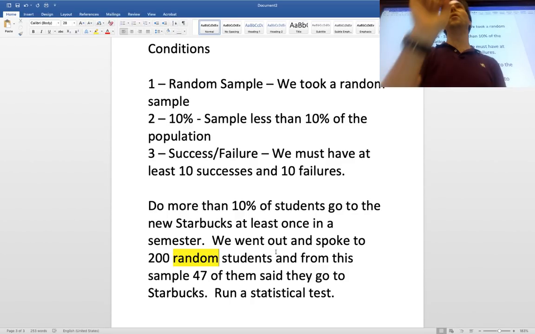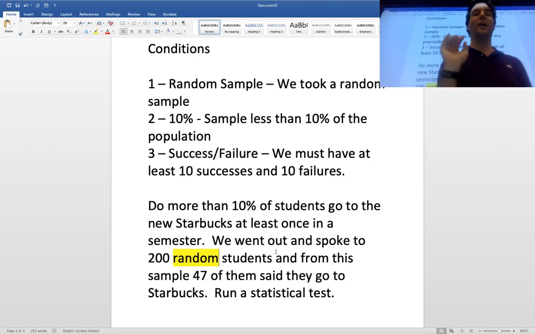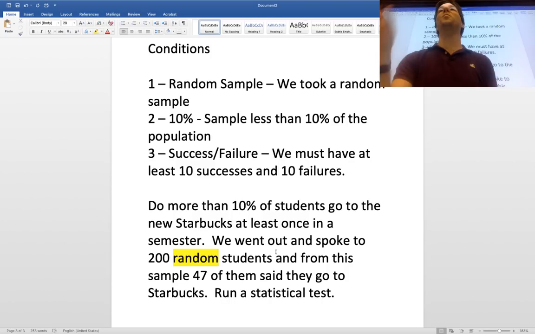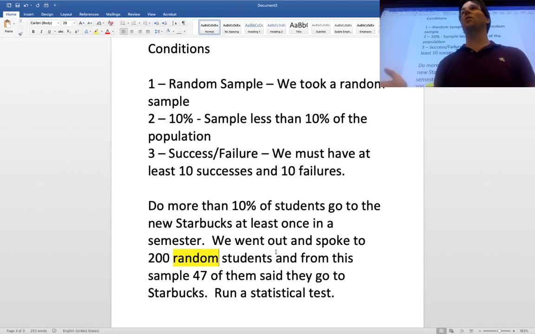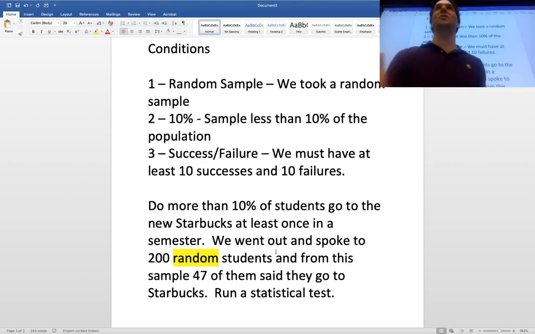It's random. Condition 2, 10%. I want you to try writing a sentence right now. I want to see you write that sentence online too if you can. Write me a sentence right now that you would write on the test on whether or not the 10% condition is met. Take a good 20 seconds. Shouldn't take that long to write it. Pretend you're at the test right now. What would you write?